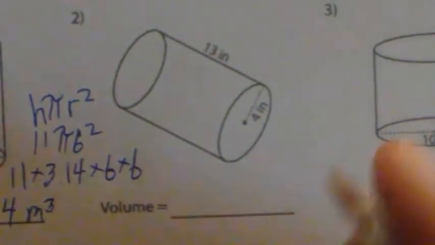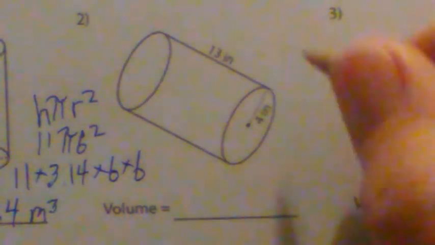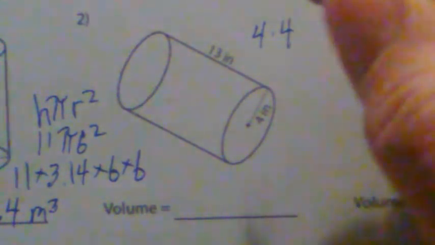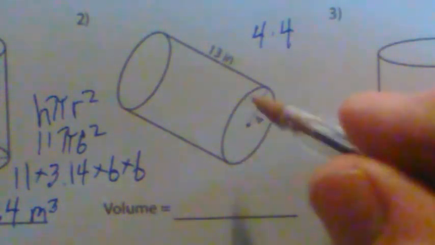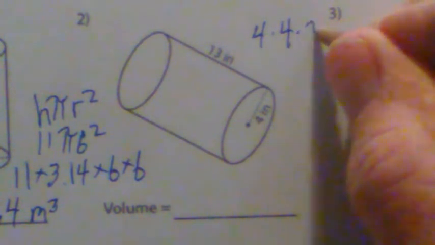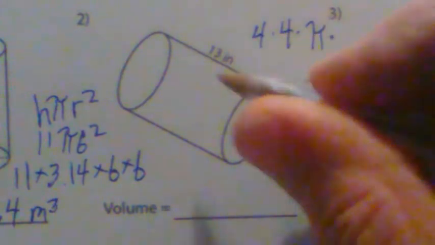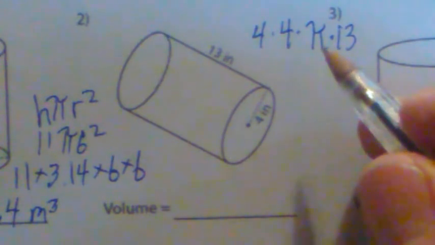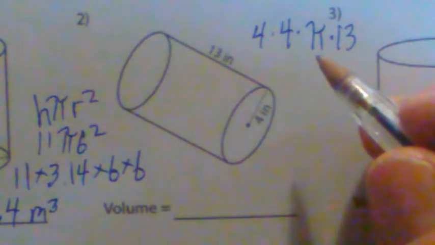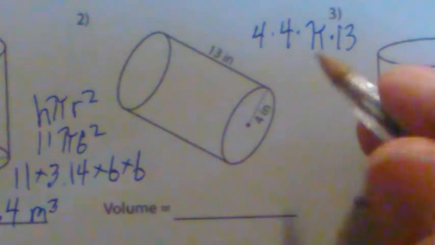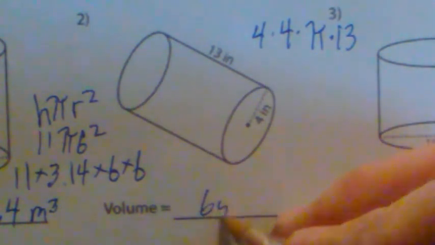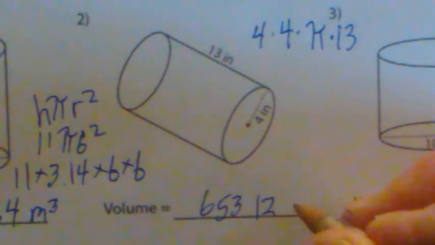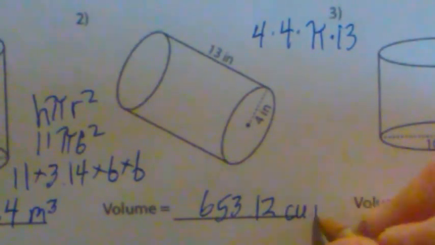Let's see. So this one would be what? 4 times 4. I'm going to do the radius first. 4 times 4. When you're multiplying, it doesn't matter which ones you multiply first. Times pi. Don't forget pi. We're using 3.14 times 13. Now, my calculator also has a symbol pi, but we're using 3.14 because they said use 3.14. So that's what I did. And I came up with 653.12. I'll put cubic this time, cubic inches.